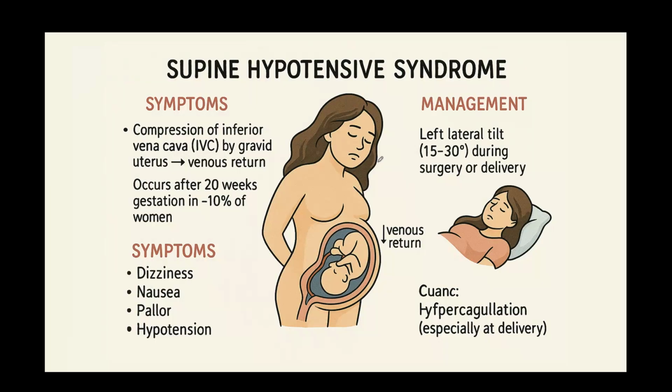So briefly, I spoke about supine hypotensive syndrome, and I said the cause is the compression of the inferior vena cava, which reduces venous return. It starts at the 18th to 20th week of gestation in 10% of women. Symptoms include dizziness, nausea, and hypotension. Management: left lateral tilt, 15 to 30 degrees, especially during surgery or delivery, to increase venous return.